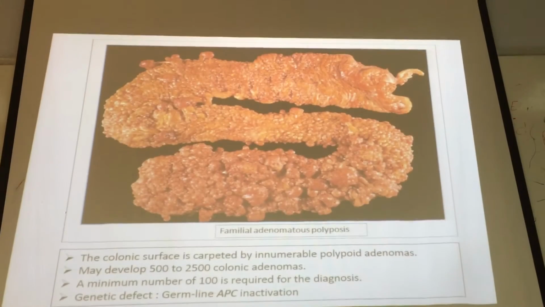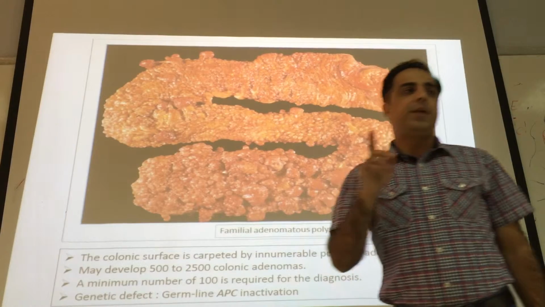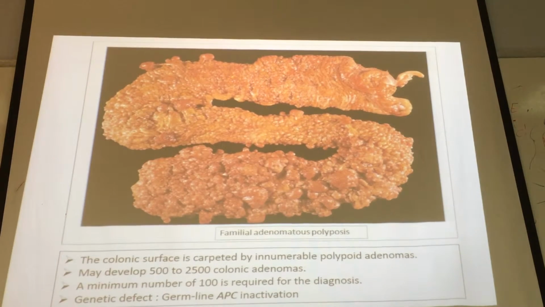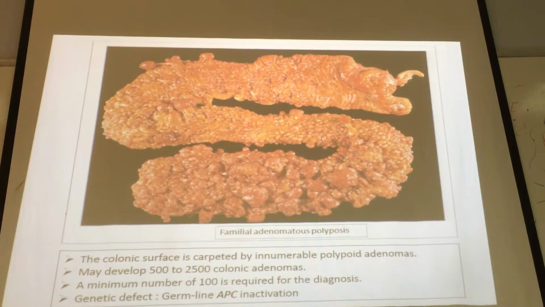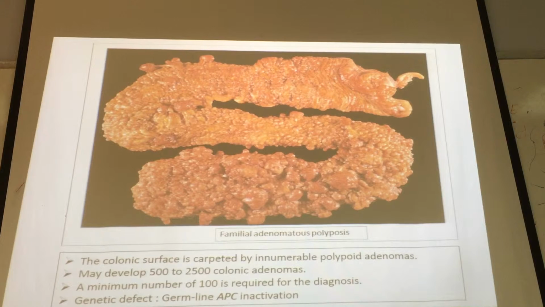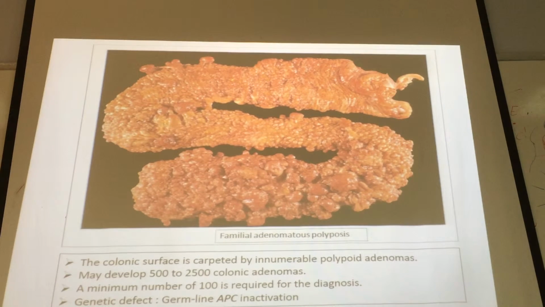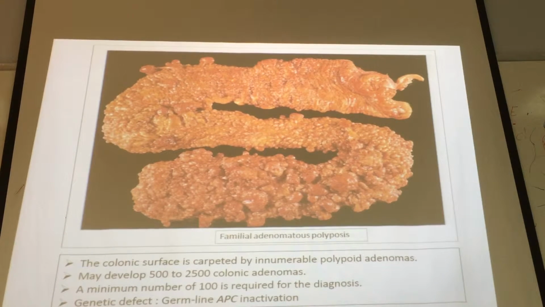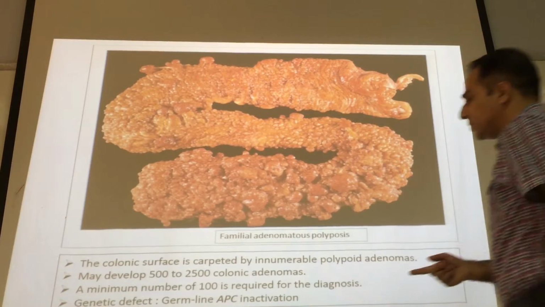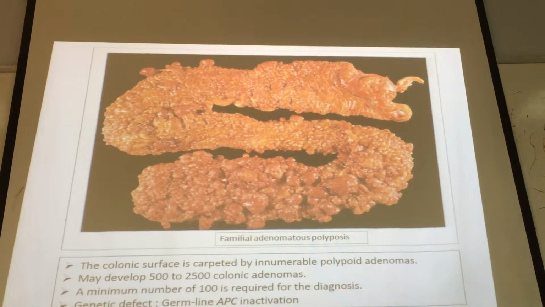So how do you diagnose it? You have to have a minimum of 100 adenomas for the diagnosis, but you can find up to 500 to 2500. The minimum required for the diagnosis is 100. And it is associated with a genetic defect. What is the genetic defect? Germline mutation in the APC gene. It causes its inactivation. Where else do you find this inactivation?